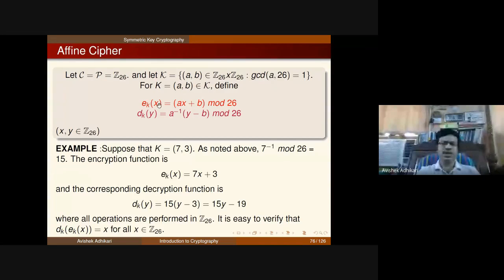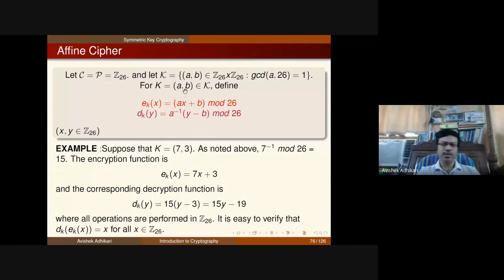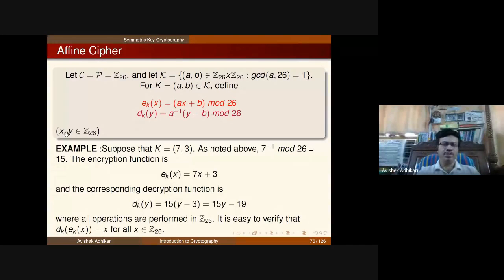Now the encryption is like this. Here K is (a, b). Encryption of x is ax plus b modulo 26, and decryption is a inverse times (y minus b) modulo 26, where x, y belong to Z26. Now, if I ask you the question, what is the size of the key space? What is the cardinality of this K? Can anybody tell me what is the cardinality of this K?